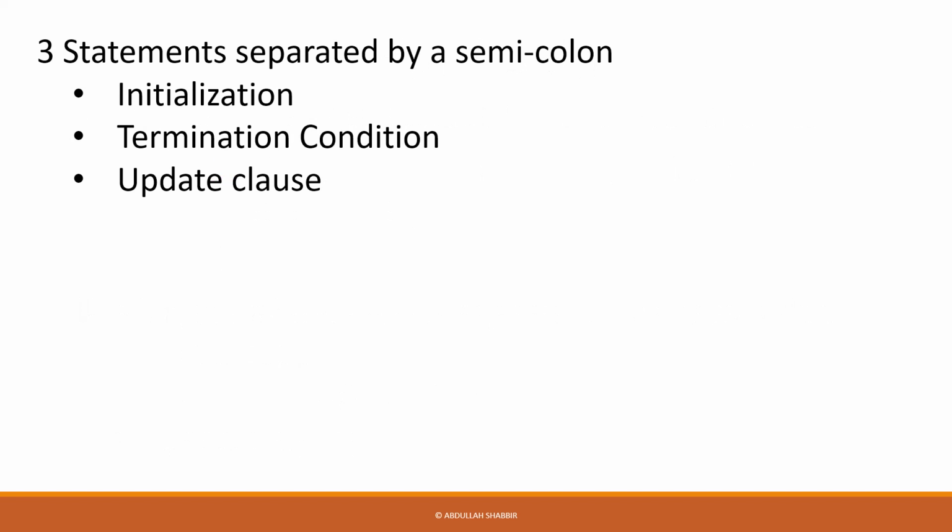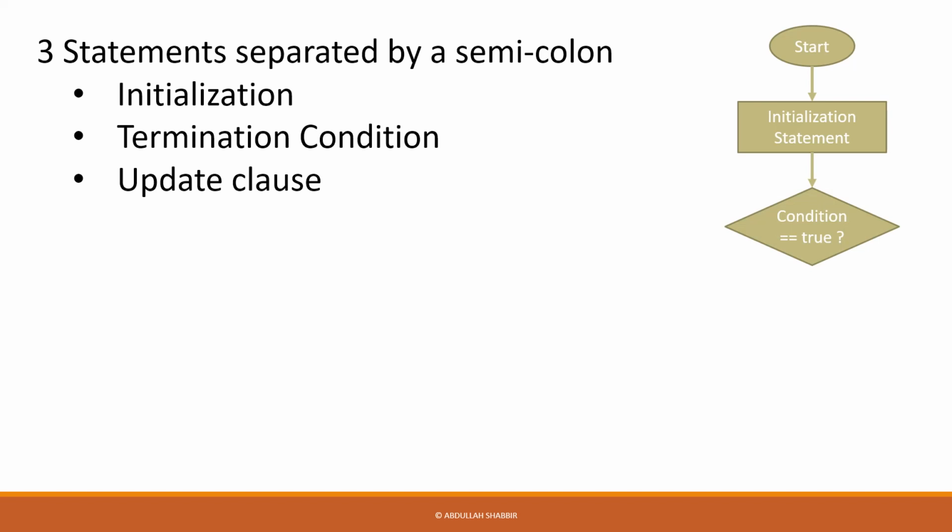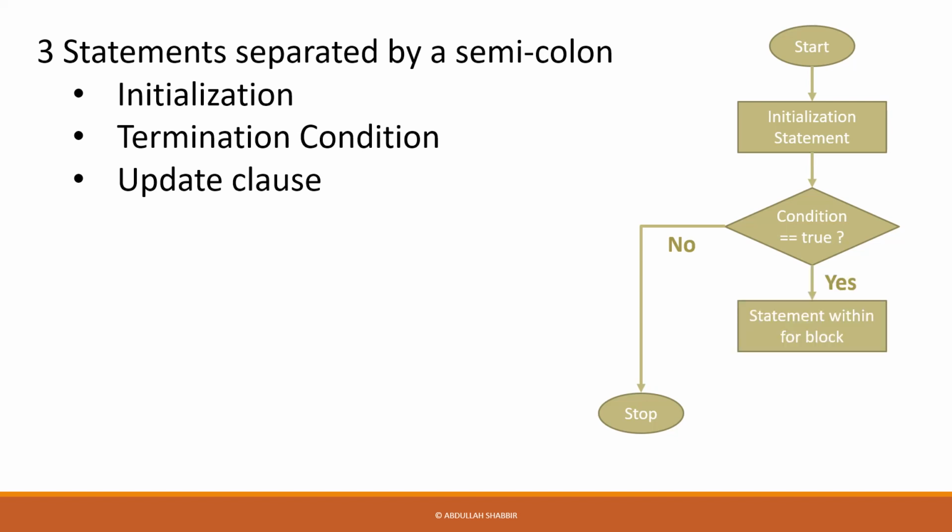Let's look at a flowchart first, which depicts how the for loop runs, and we will then see these three statements inside our for loop parentheses in great detail. So our for loop is started, and the first thing it does is run the initialization statements. After it has done that, Java then checks the condition. Now if the condition is false, then Java stops the loop immediately. But if the condition is true, Java then runs whatever is inside the body of the for loop. After running that, Java then runs the update clause and then goes back to checking the condition.